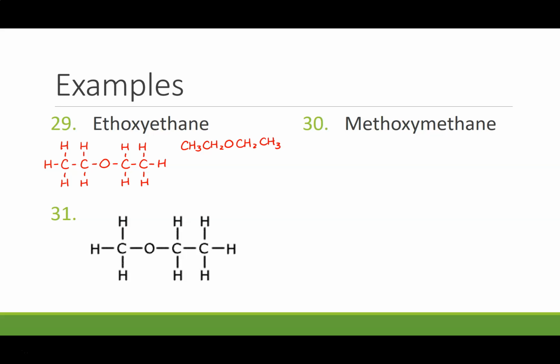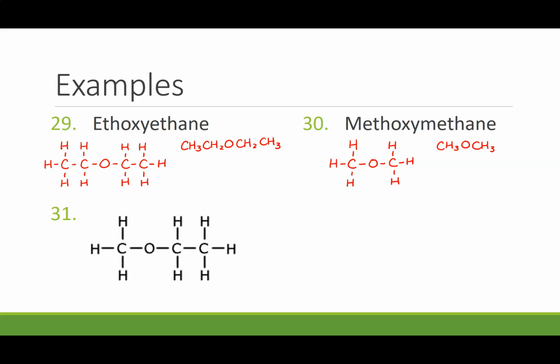In number 30, we are supposed to draw methoxymethane. Meth means one carbon, so both carbon chains would have one carbon only. And then fill in the hydrogen atoms where they are supposed to go. And the condensed formula would be CH3OCH3.